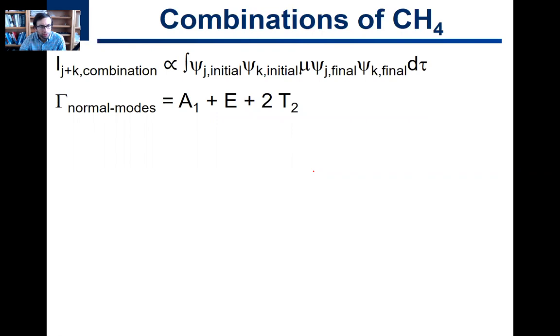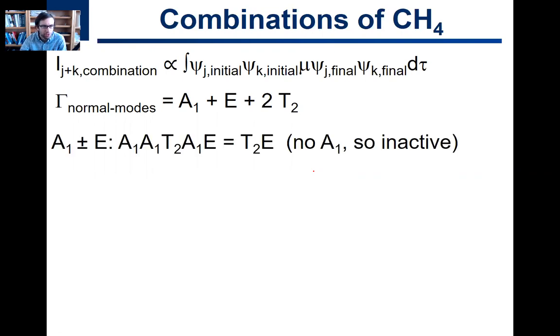So let's walk through some examples, or all the examples, for methane. We start out again with our normal modes that we calculated before: A1 plus E plus 2T2. We have 4 different symmetries here. So we just start with all the different permutations. So we have A1 plus E or A1 minus E.